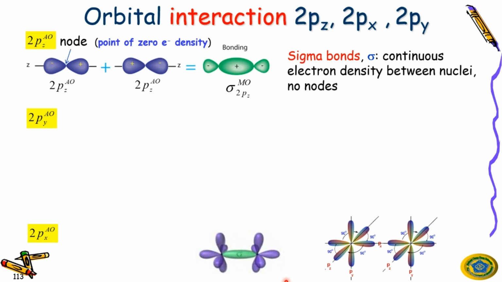You learned sigma bond and pi bond in high school, right? You did, okay. The definition of a sigma bond is continuous electron density between the nuclei, no lobes. So these are the nuclei, and the sigma bond has continuous electron density here. There's no node between the nuclei. So this is called a sigma bond.